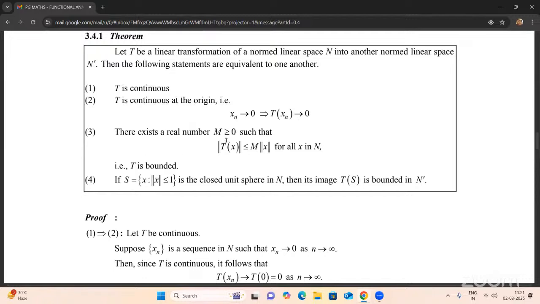So, from continuity at the origin, we will prove that T is bounded. Boundedness means, from the definition of a bounded transformation, norm of T of x is less than or equal to m times norm of x for all x belonging to N. That is the boundedness condition. So the transformation is bounded.